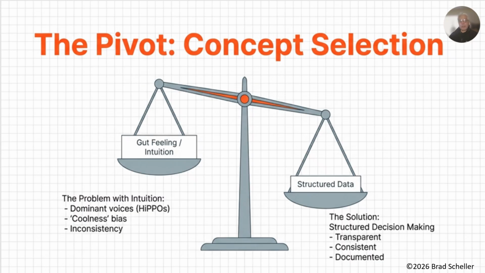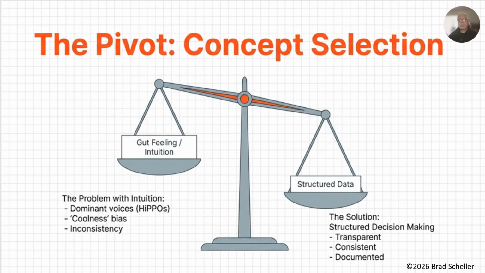Second, coolness bias. We gravitate towards concepts because they sound innovative or trendy, regardless of whether they actually meet customer needs. Let's add AI to it. That's not a strategy. That's just being cool for coolness' sake. Third, inconsistency. Without structure, you'll evaluate concepts differently on different days, depending on your mood, who's in the room, or what you had for lunch.